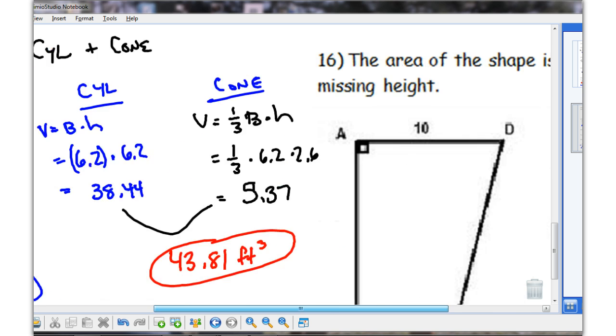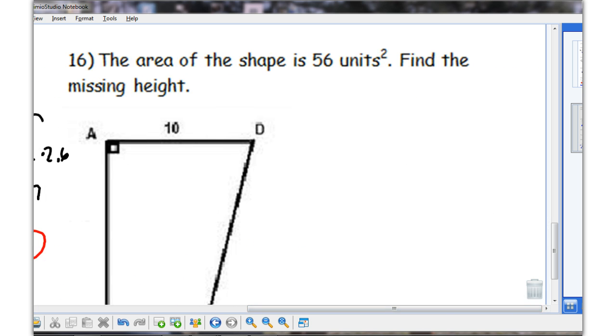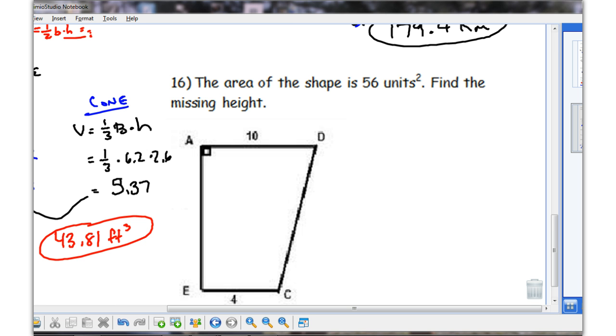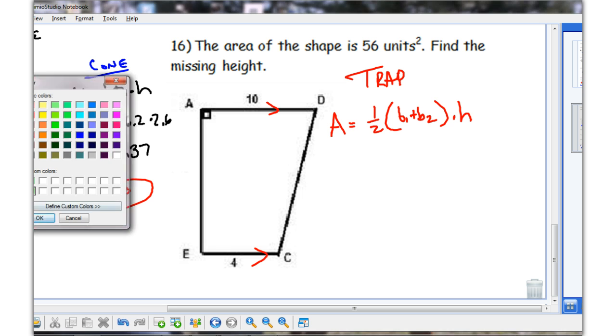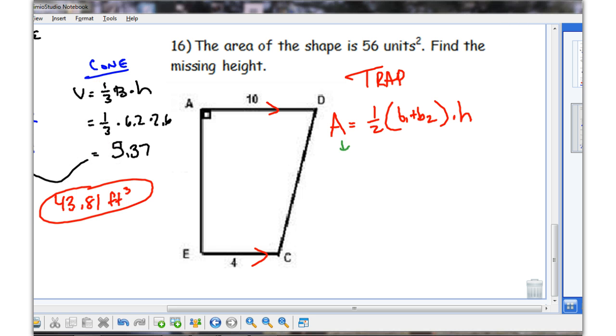And the last one here, 16. Very big. The area of the shape is 56 units squared. So we got to find the missing height. So in this one we got to know what shape it is. And here you can hopefully see that we have parallel sides. One pair of parallel sides, so it's a trapezoid. And the area formula for a trapezoid is 1/2 times the base 1 plus base 2 times the height. And we're given the area just like before, so the area is 56.